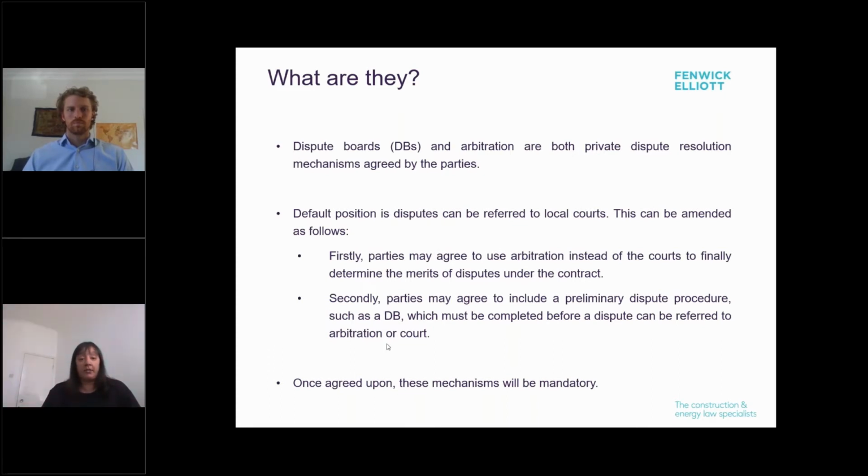Secondly, the parties may agree to introduce a preliminary dispute procedure, such as a DB, which must be completed before a dispute can be referred to formal proceedings such as arbitration or court. Several jurisdictions provide for a preliminary adjudication mechanism by law in the form of statutory adjudication schemes, such as the English Housing Grants Act and in New Zealand, the Construction Contracts Act. Similar statutes are applicable in Australia and Singapore as well. Where no such scheme exists, parties can choose to insert a DB mechanism into their contract. Once included in the construction contract, these mechanisms will be mandatory for any disputes going forward. Robbie?